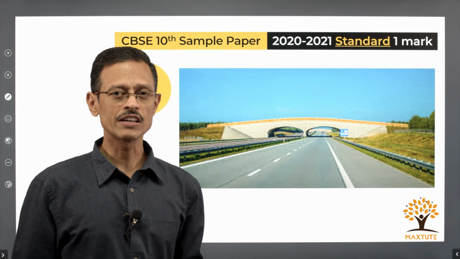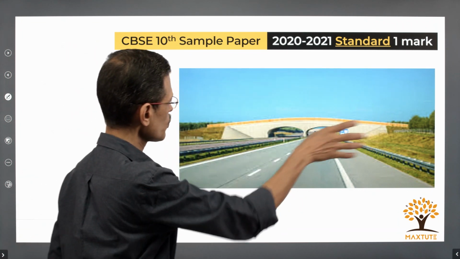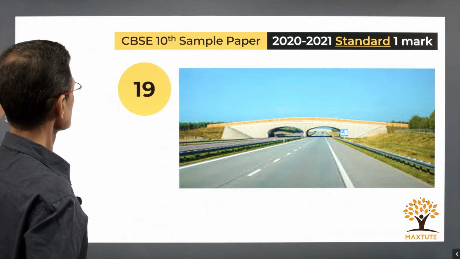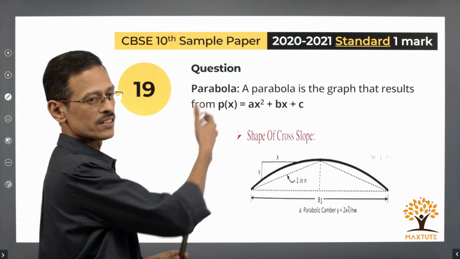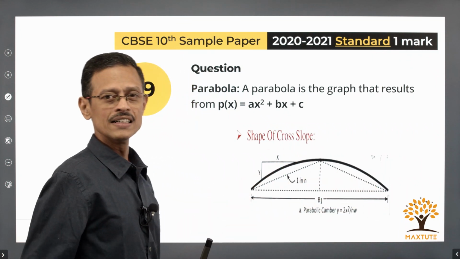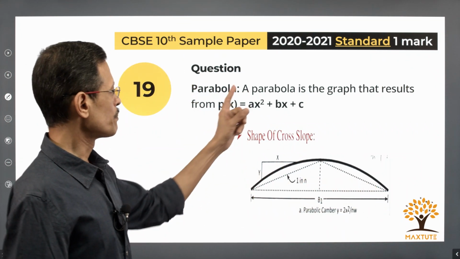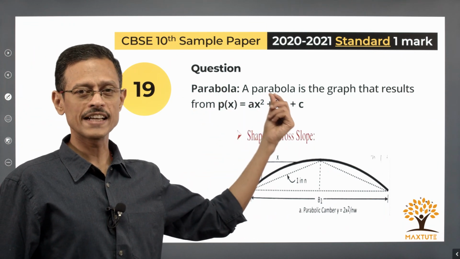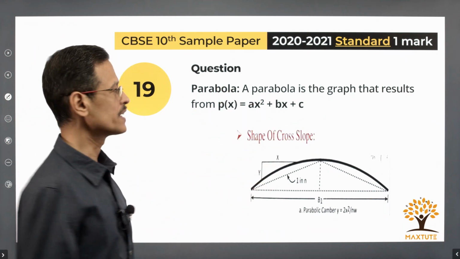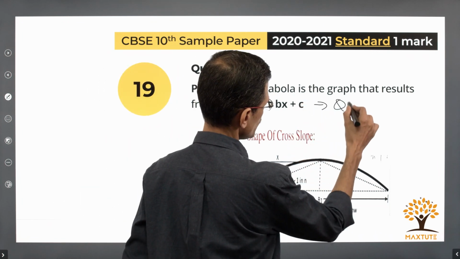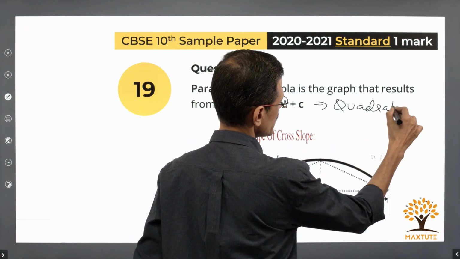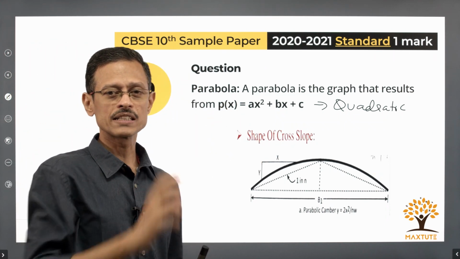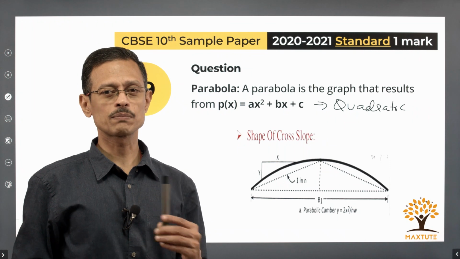Start with the first information available in this case study. We have a photo of a road overpass. Let's look at the second one. It says that this overpass is in the shape of a parabola. They've given us some information about the parabola. A parabola is a graph that results from P of x equals ax square plus bx plus c. Ax square plus bx plus c is a quadratic equation, right? It's a quadratic polynomial, right? So, we know what that overpass shape is. It's a parabola, represented by this equation P of x equals ax square plus bx plus c.